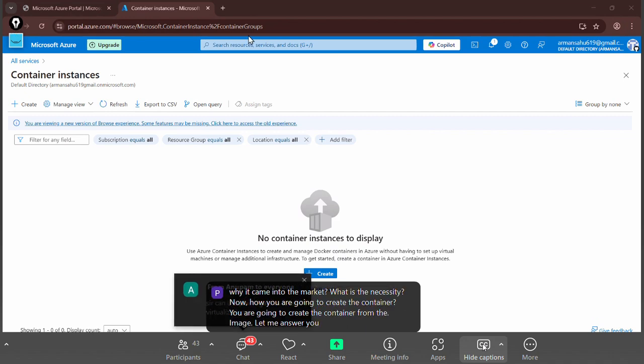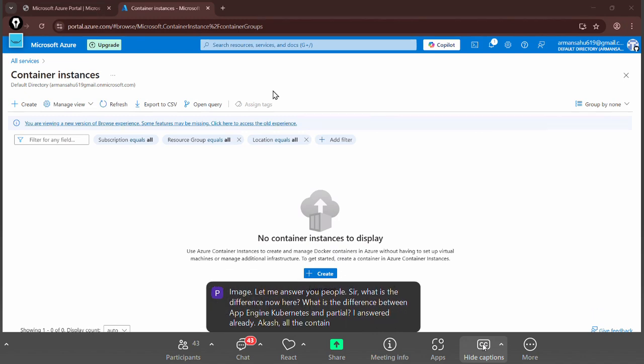Let me answer you people. Sir, what is the difference between App Engine, Kubernetes and Borg? Harshal, I answered already. Akash, will all the containers run on just one VM, or can one container run on multiple VMs? Is an image similar to a package or artifact? Image is basically a package of artifact. If I say artifact in the case of microservices, my artifact is nothing but my image. Simple. And Akash is asking, is this container? Now see here, please remember. What do you want? Application.